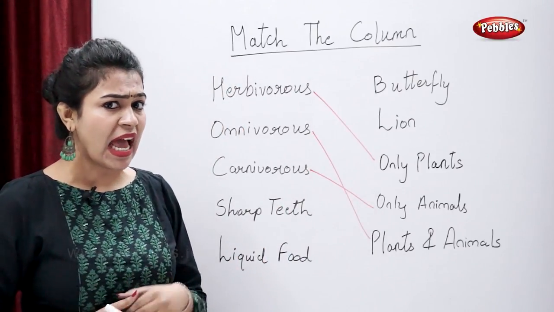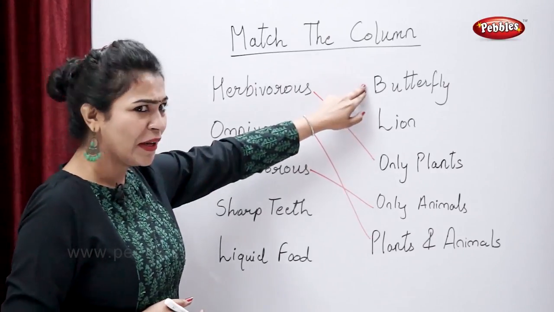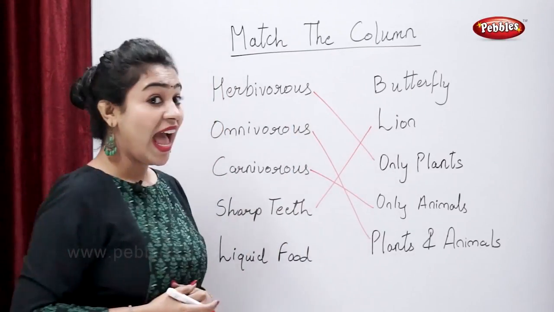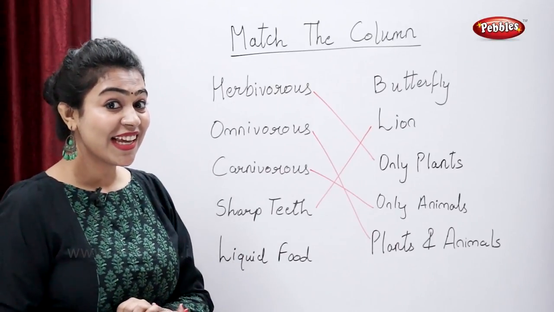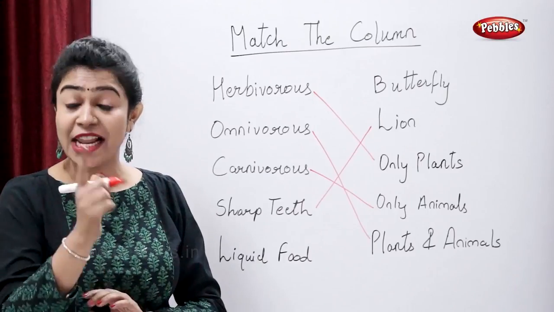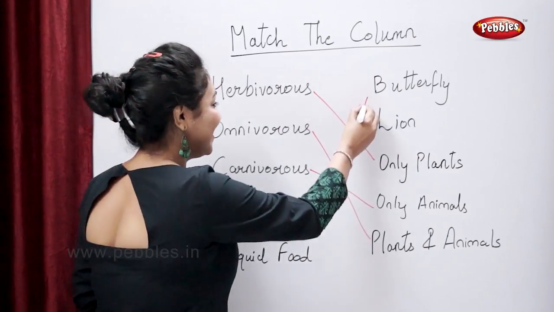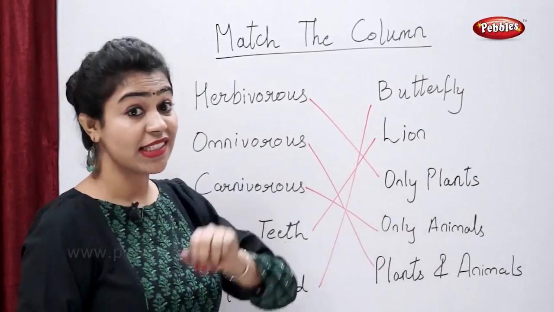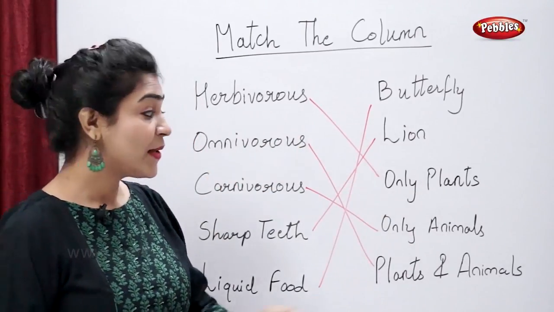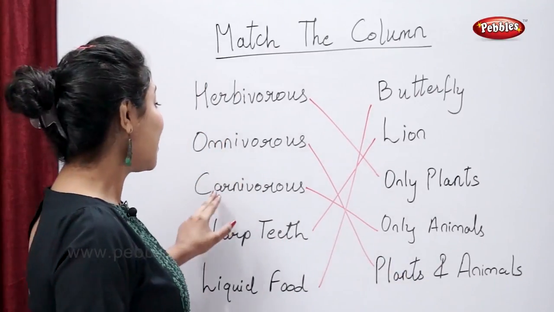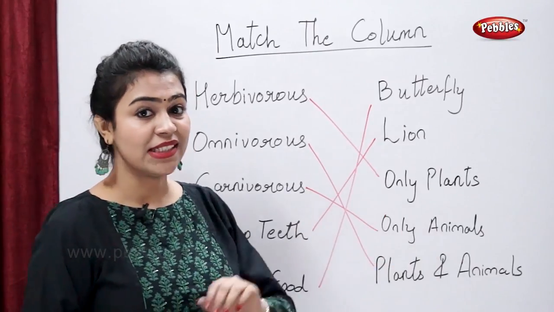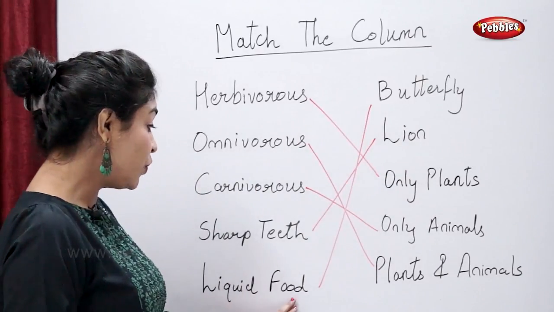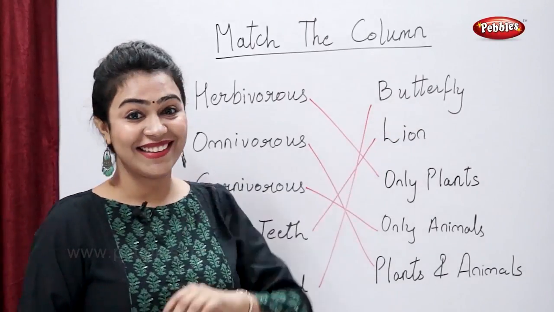Now tell me, which animal has sharp teeth? Is it butterfly? No, right? It's lion. And liquid food is butterfly. Butterfly sucks liquid food from flower. So students, herbivorous animals eat only plants. Omnivorous animals eat plants and animals both. Carnivorous animals eat only animals. Sharp teeth. Lion has sharp teeth. And liquid food is had by butterfly.